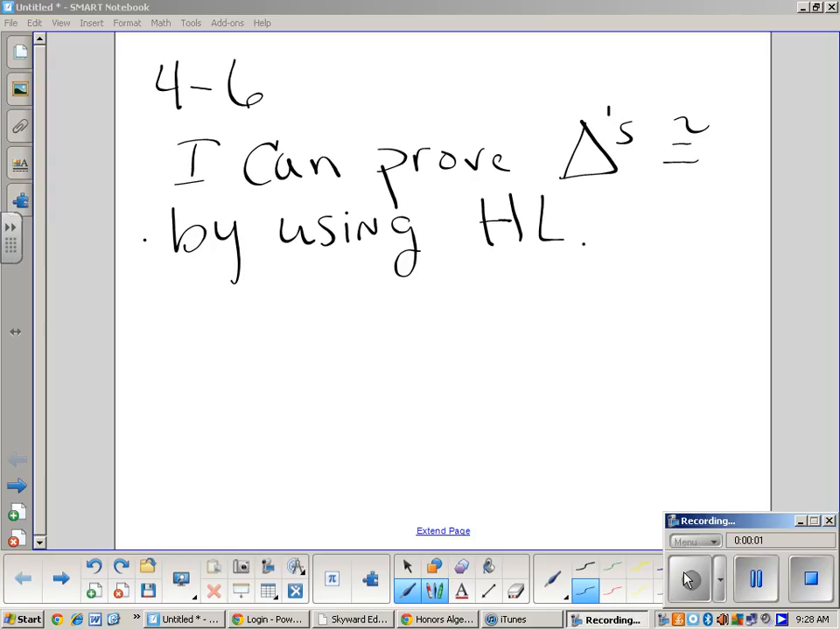Notes for 4.6: I can prove triangles congruent by using HL, and I'll explain what HL is in just a moment. But let's back up and remember a few items here.